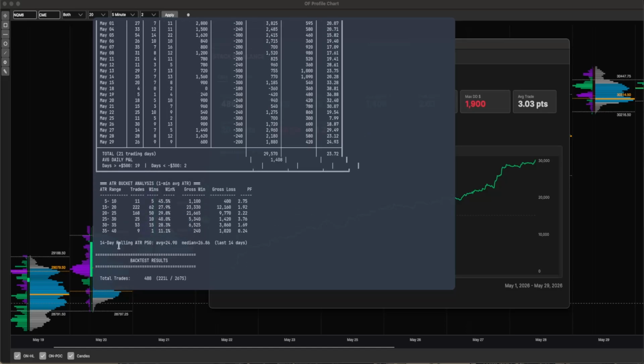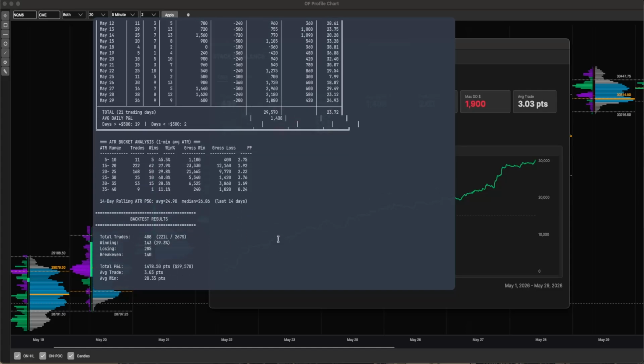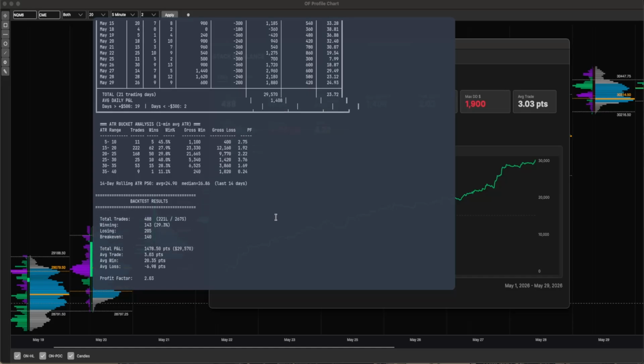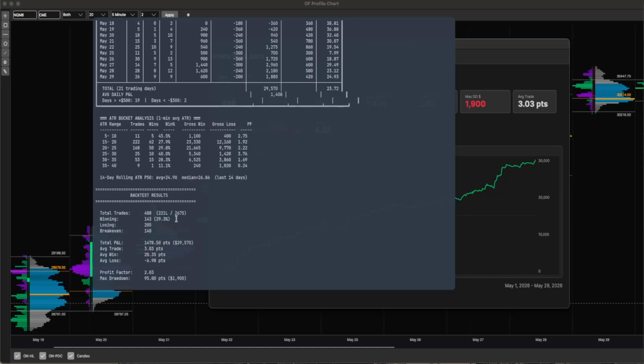We have a 14-day rolling ATR. 50% of the time is 24.9, and then the median is 26.8, last 14 days. Okay, back test results. We have 488 trades, same thing as up here. We're just looking at it within the terminal that I run the back tests. Now, here's the thing. We have a 29% win rate. We have break even 140. Winning, you have 143 winners, and losers, you have 205.